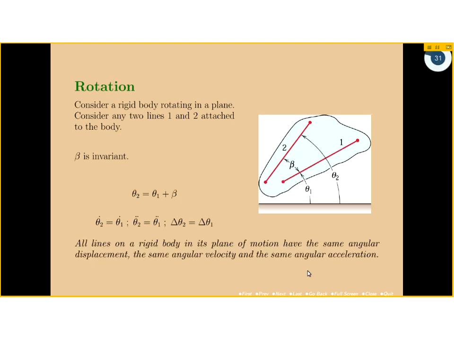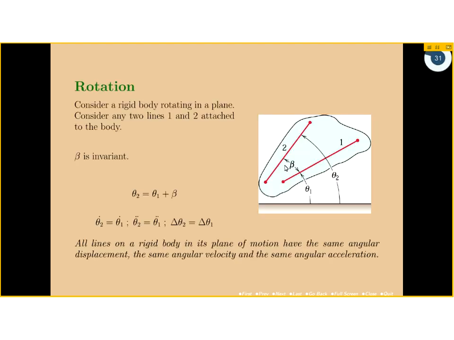So this leads us to a very, very important conclusion. I'd like to warn you about this. I've seen many times that students forget this, and when they forget this, they are no longer able to solve some of the problems that we will be giving you in this course. So always remember this identity, this property, that all lines on a rigid body in its plane of motion have the same angular displacement, the same angular velocity, and the same angular acceleration.